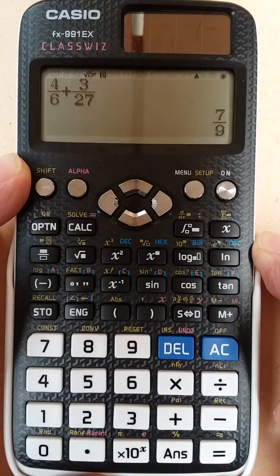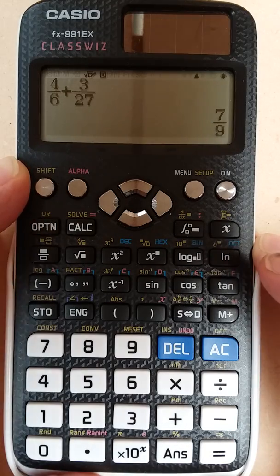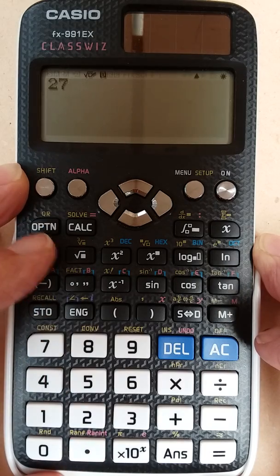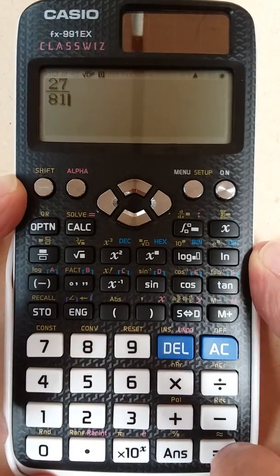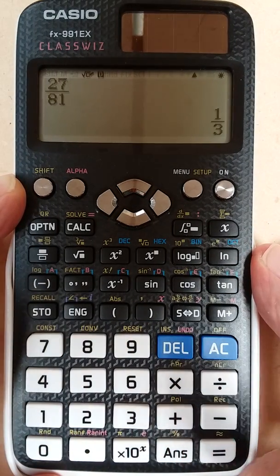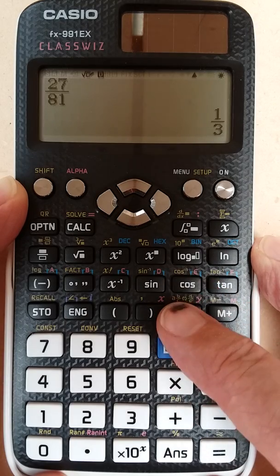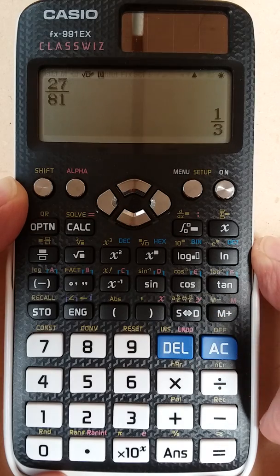Now, I'm going to show you by putting in 27 over 81. Okay, here we go. 27, hit my fraction key, over 81, and then I hit equals. And you can see, it reduces to lowest form. 27 goes into 81 exactly 3 times. So it's kind of handy. Again, if you need the decimal, there it is. And I hit the SD key and it goes back to this.